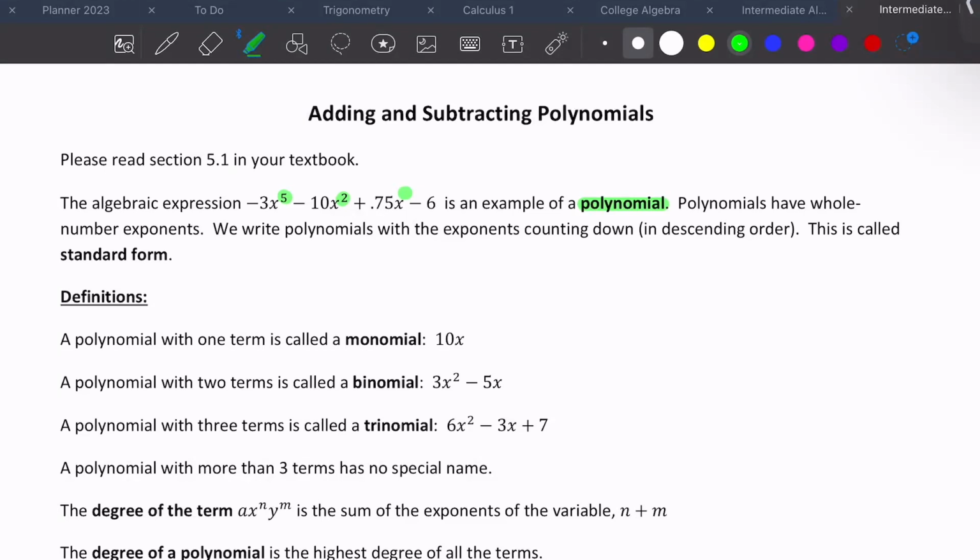So that means that your polynomial is in standard form whenever your exponents are descending, are counting down, right? So this one, 5, 2, 1, 0. Okay, that is descending, right? You don't have to have 5, 4, 3, 2, 1, 0. They just have to be descending, right? So if you had 5, 6, that wouldn't be descending, right?